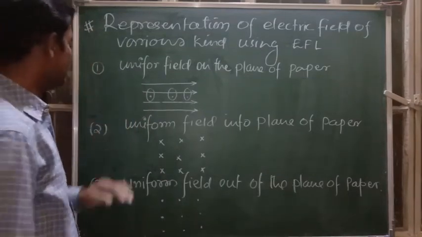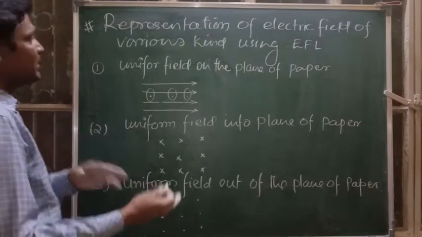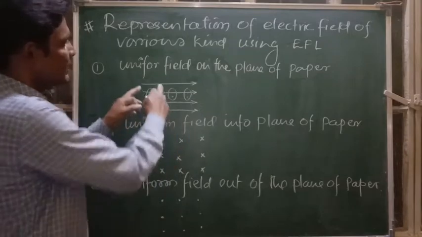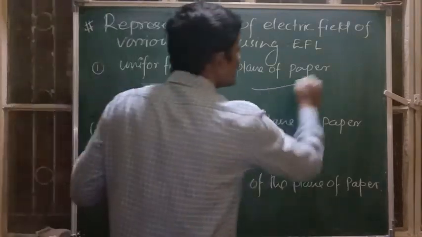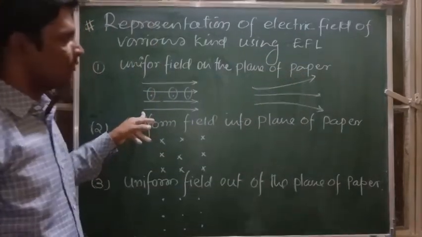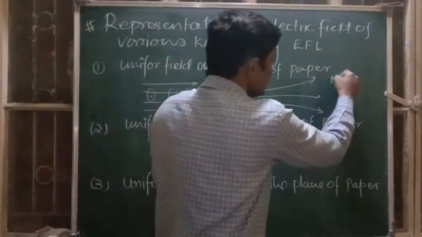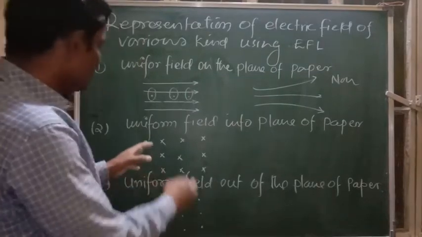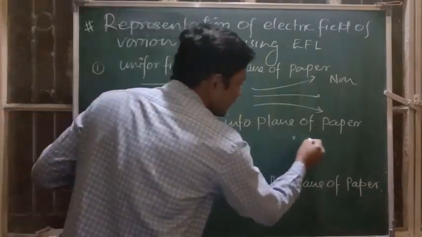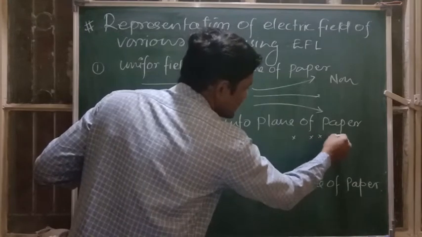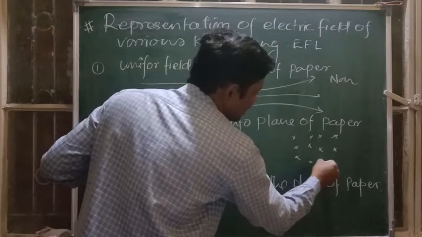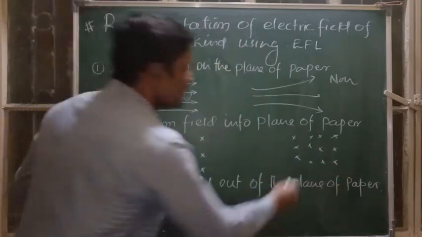Another, the third one, how can we represent non-uniform field? In case of non-uniform field, these lines must not be parallel. So if I have drawn like this, it is representing a non-uniform field. Similarly, non-uniform field into the plane of paper, just put the crosses at different distances. So they are representing non-uniform field.